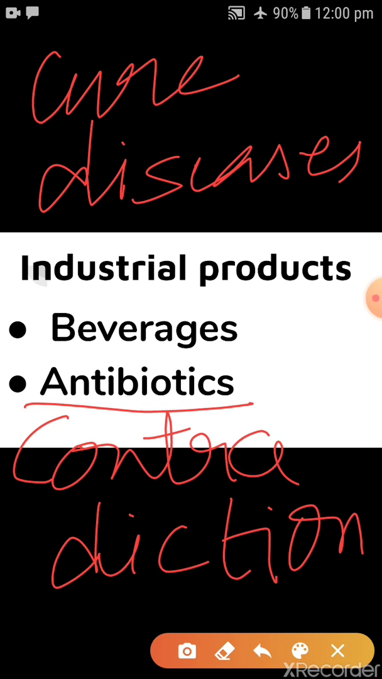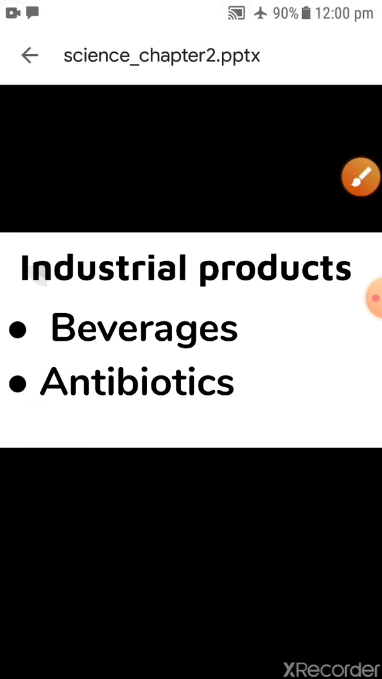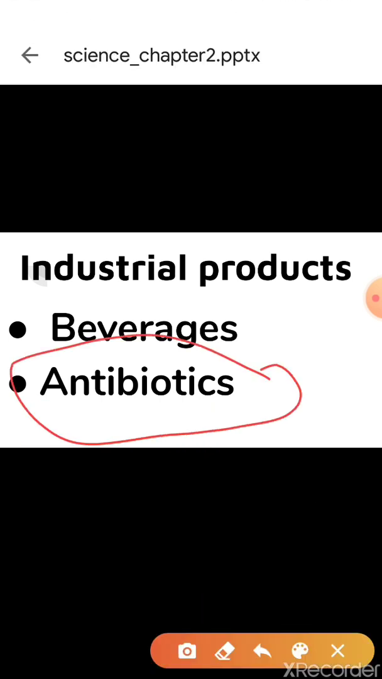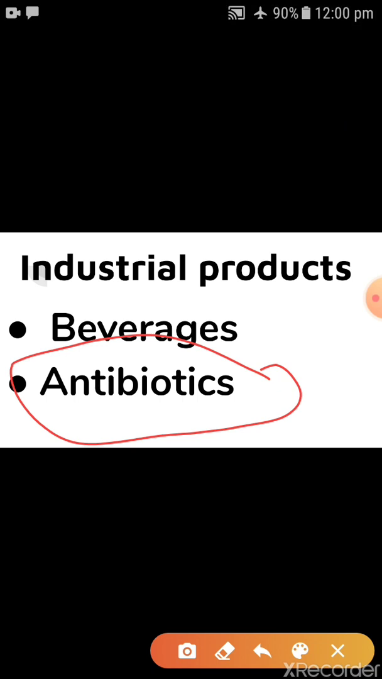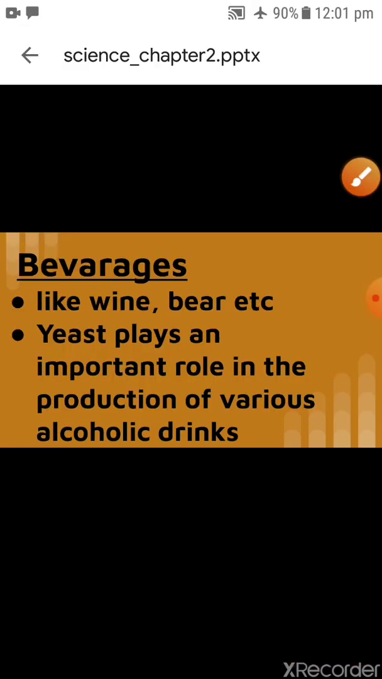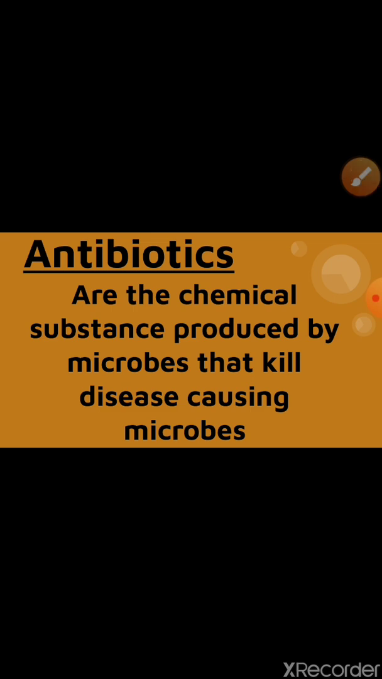Now, microbes have special place in the field of industrial products like antibiotics and beverages. And now we will talk about antibiotics first in detail. Antibiotics are extremely helpful. They help to cure so many diseases. Whenever we fall ill, doctor gives us antibiotics, a course of antibiotics to keep.